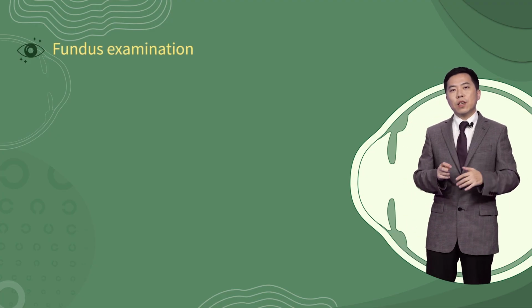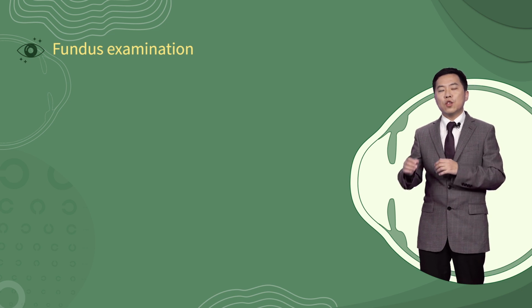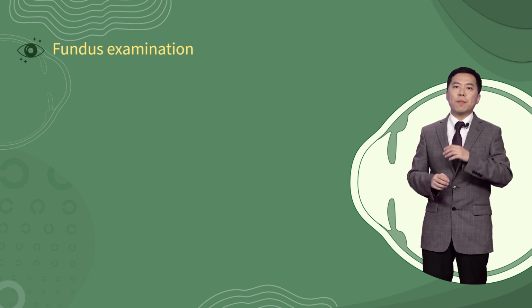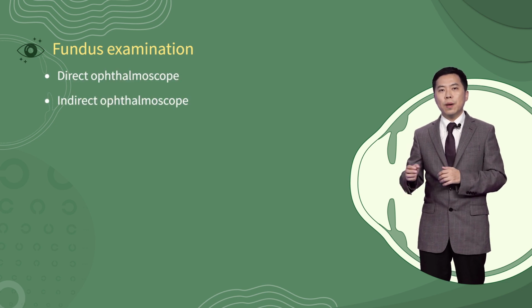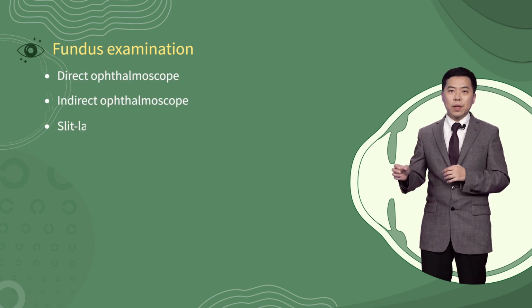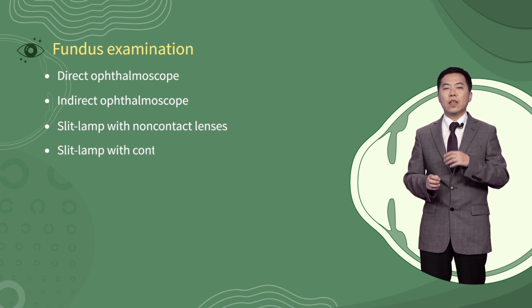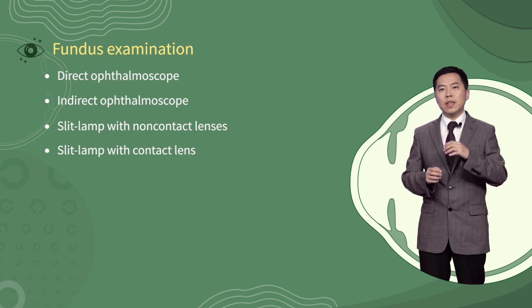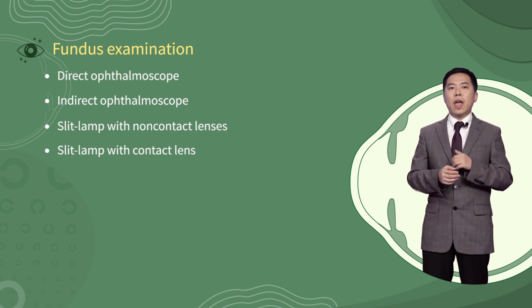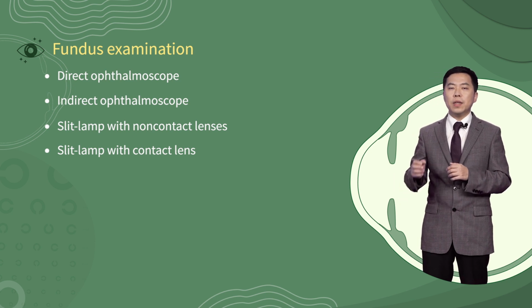Slit lamp microscope is used for anterior segment examination. Several instruments can be used to examine the posterior segment, including direct ophthalmoscope, indirect ophthalmoscope, and slit lamp microscope with non-contact lens and contact lens. The retina can be better seen after mydriasis. The fundus examination through a small pupil has a limited view.